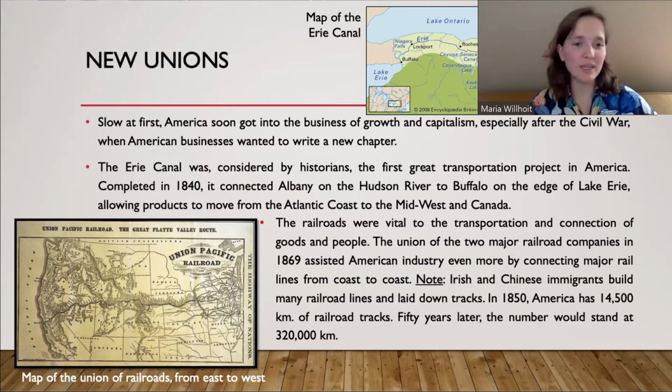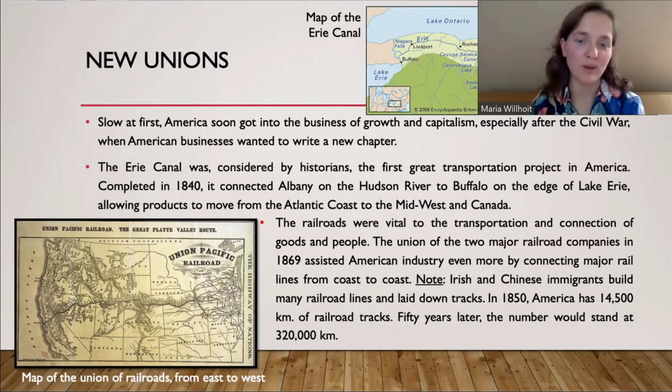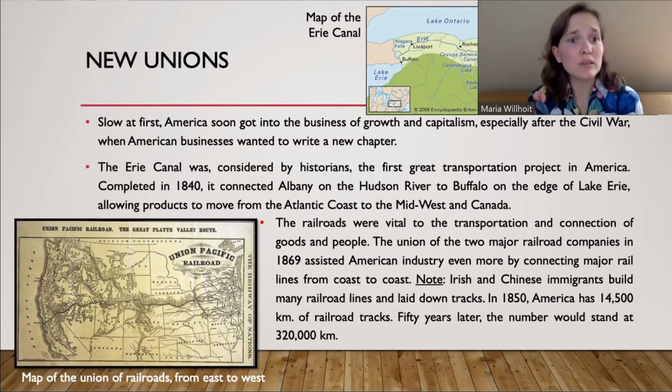Why was it the Chinese and the Irish? Well, because they were immigrants. You didn't have to pay them as well. They didn't have rights. You could pay a very low wage to them. And quite frankly, they were willing to do the job. They needed a job. It was their only opportunity. There was a lot of discrimination against the Irish and the Chinese during this time.